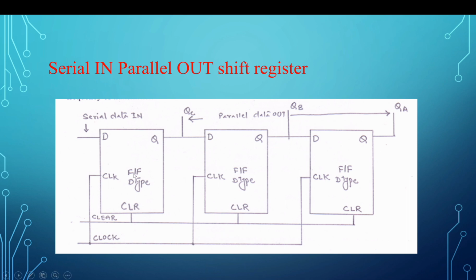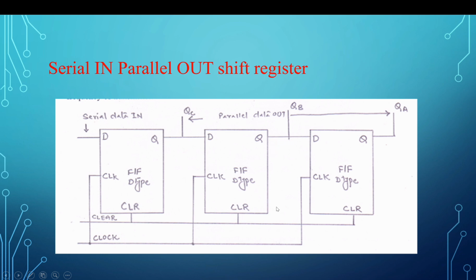A shift register consists of flip-flops. I have shown you a 3-bit shift register. So these are the 3 D-type flip-flops. The input is latched when a clock is applied. Here the clock is common to all 3 flip-flops. So with one clock, all 3 flip-flops will receive the clock and the input will be latched at their output.